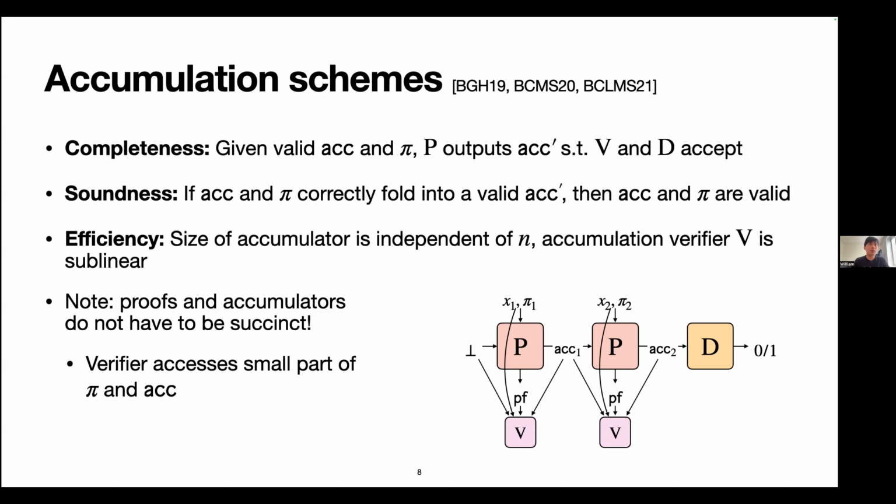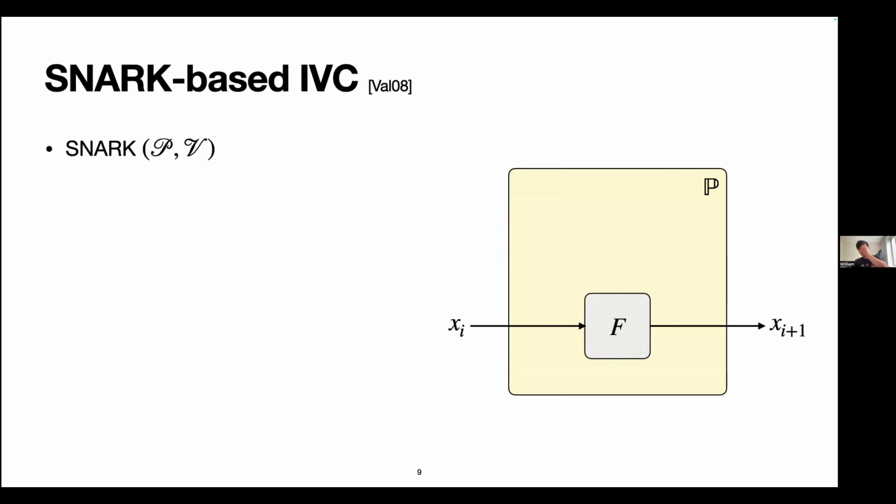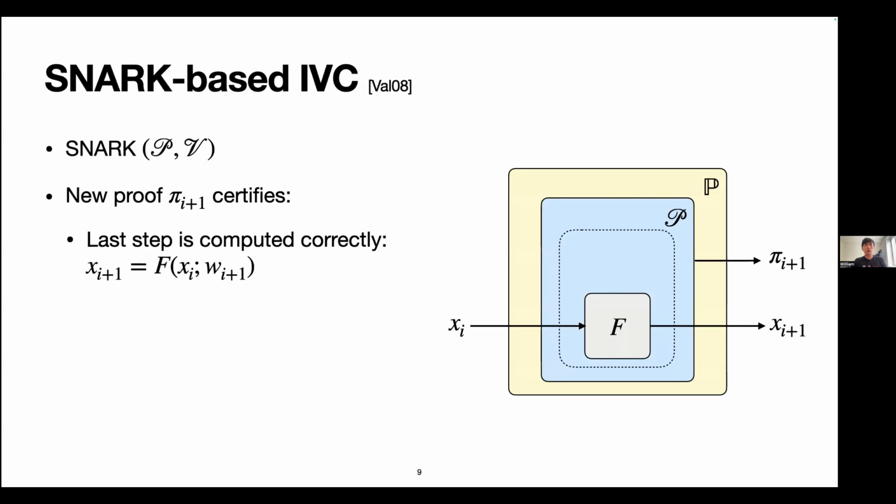Okay, cool. So SNARK-based IVC. Let's consider a SNARK with a prover P and verifier V. And we're going to look at how to actually construct the IVC prover. So first, of course, it's going to evaluate the IVC function f on the current state to produce the next state. And it's going to prove that it computed this step correctly, just with the SNARK prover. The dotted line here just represents the circuit that the SNARK prover is proving.